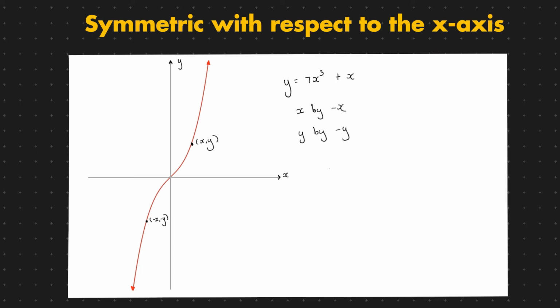So let's replace y here with negative y, and here we will have equal to 7 times negative x to the power of 3. So this will give us a negative again and negative x. So now we have negative y is equal to negative 7x to the power of 3 negative x. So if we multiply with a negative right through, we will get y is equal to 7x to the power of 3 plus x. So these two equations are equivalent. So we can see our equation is symmetric with respect to the origin.